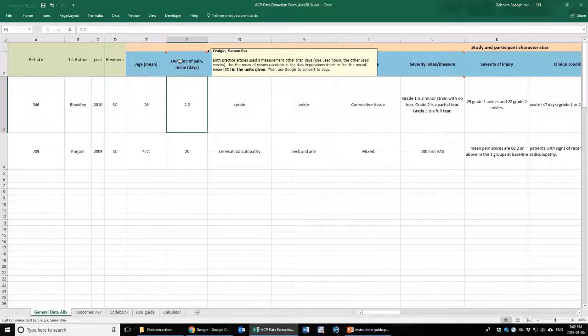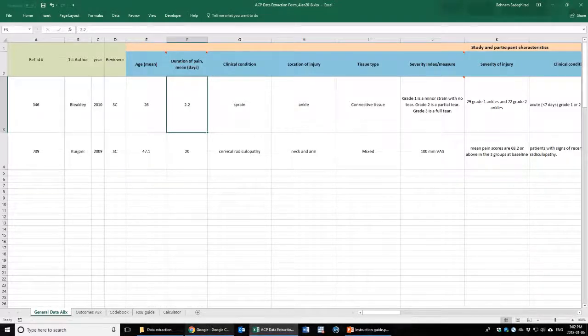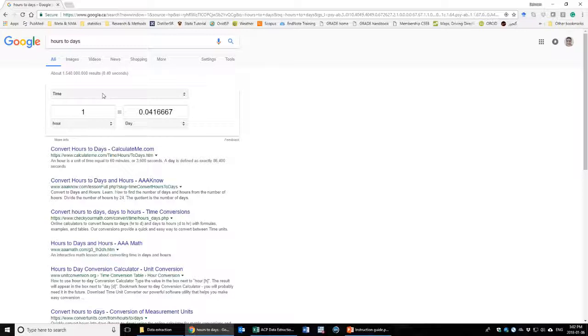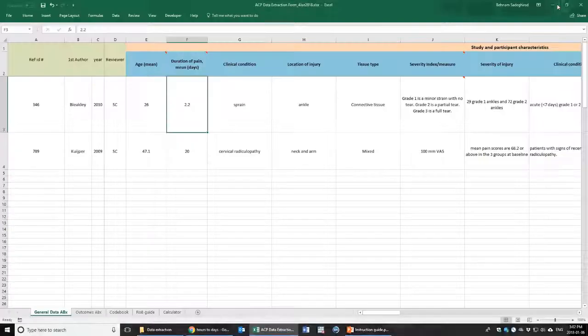In this case, we use the pooled means calculator to calculate the pooled mean in the units given, so in the case of the first study in hours, and then use Google to convert from hours to days. So just go to Google and search hours to days and it will provide you with a calculator. This is much easier for us than to provide you with all of the possibilities in the calculation sheet. Again, we don't need to capture standard deviation for the duration of pain.